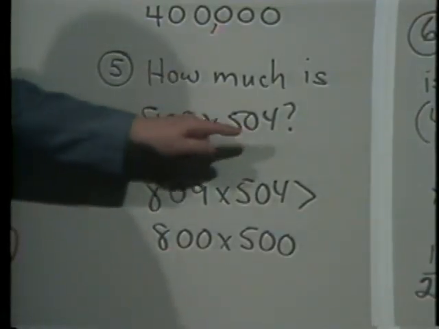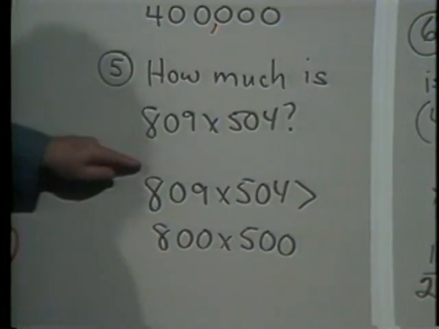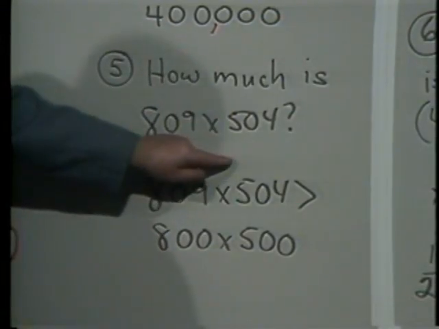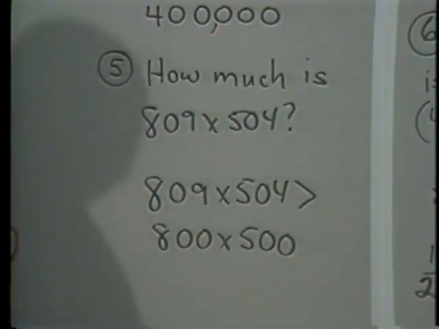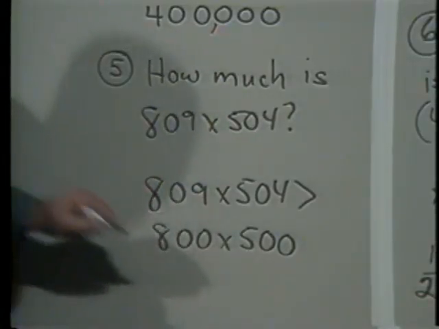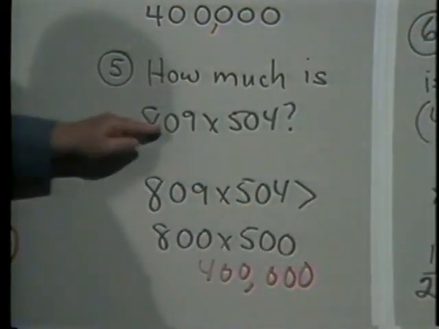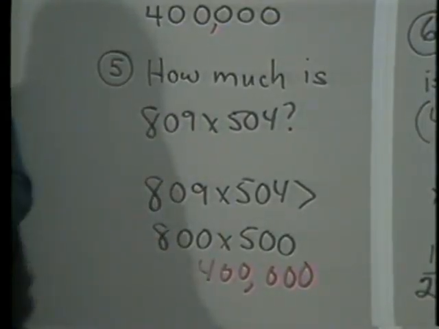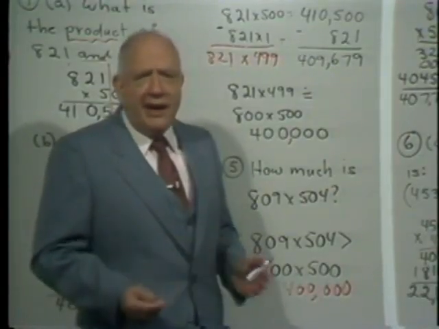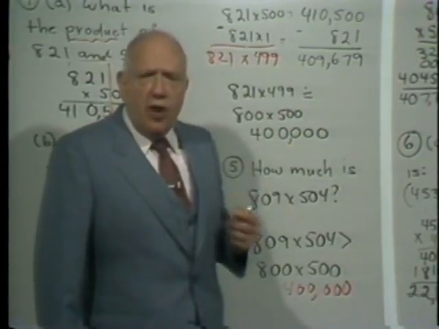Before you even start this problem, you say, look, 809 times 504, whatever the right answer is, 809 is a little bit bigger than 800. And 504 is a little bit bigger than 500. And we just saw that 800 times 500 is what? 400,000. Therefore, whatever the correct answer to this problem is, it has to be somewhat more than 400,000. Knowing that, and by the way, that doesn't take that long to do, I now have parameters in my mind to know what to look for.